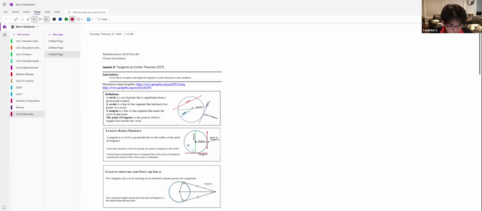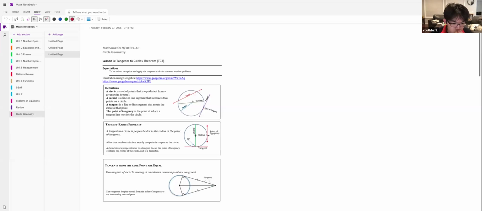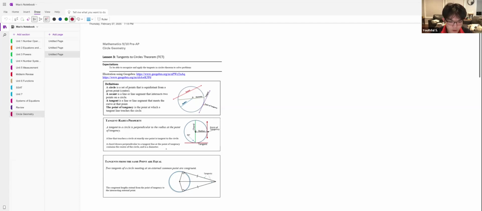So, tangent radius property. A tangent to a circle is perpendicular to the radius at the point of tangency. So from the center to the point of tangency is perpendicular, like this. A line that touches the circle at exactly one point is tangent to the circle. A chord drawn perpendicular to a tangent line at the point of tangency contains the center of the circle and its diameter. Like this, right?